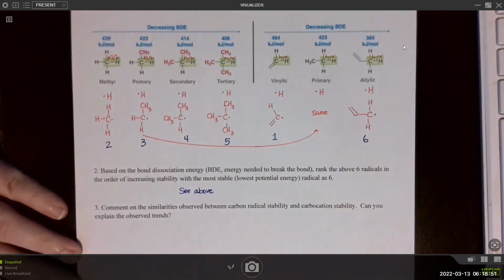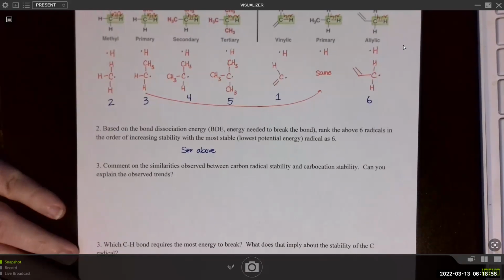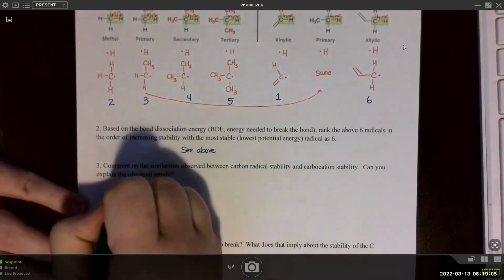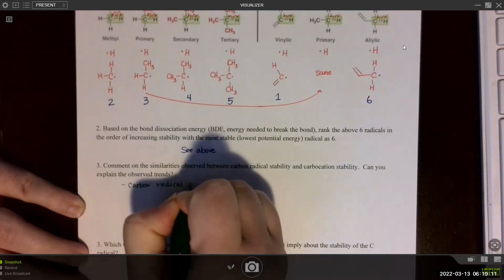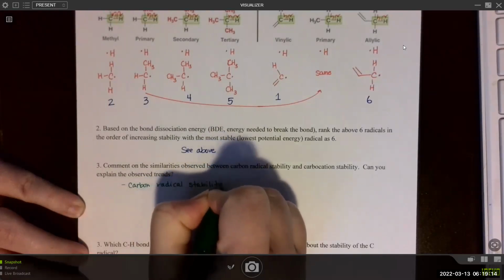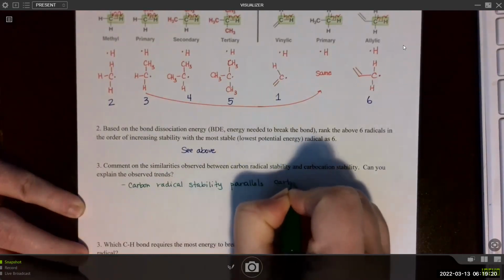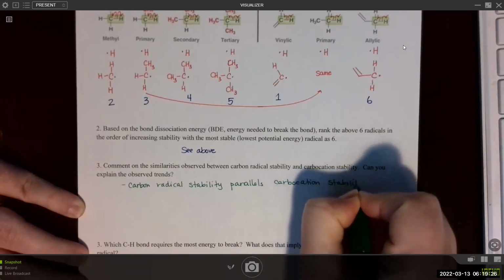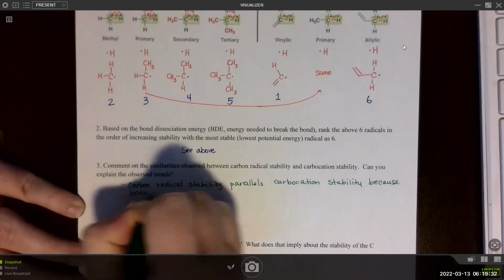It says comment on the similarities observed between carbon radical stability and carbocation stability, and explain the observed trends, right? So in general, I would say carbon radical stability parallels carbocation stability, because both species are electron deficient.